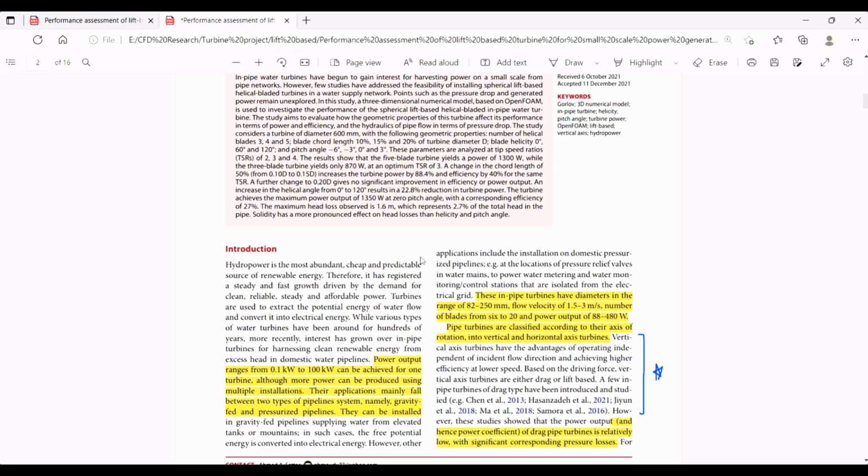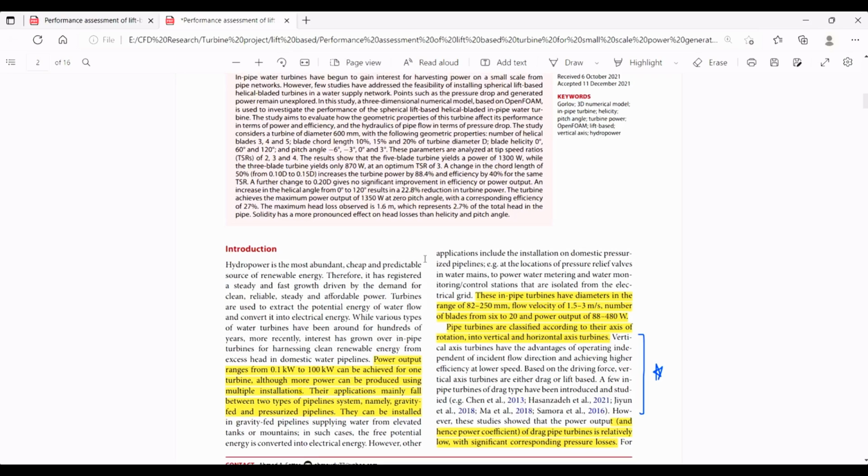And through the medium of literature review, the author found that the vertical axis turbines have various advantages over the horizontal ones, and particularly some of the advantages are that the operating conditions of the incident flow do not affect the performance of these turbines, and in general the vertical axis turbines have higher efficiency at lower speeds compared to the horizontal ones. And the driving force for these turbines can be of two types. First one is the drag force and second one is the lift force.